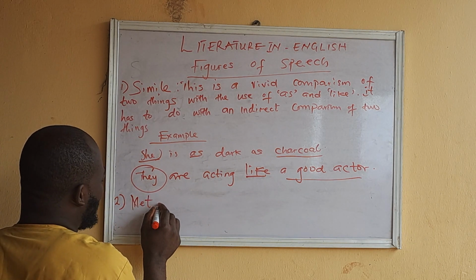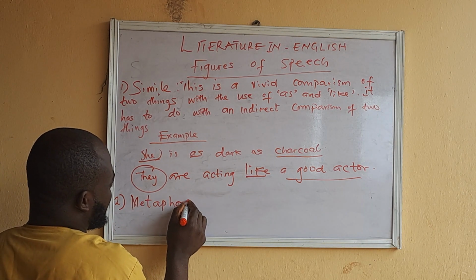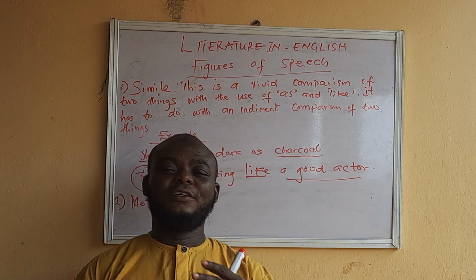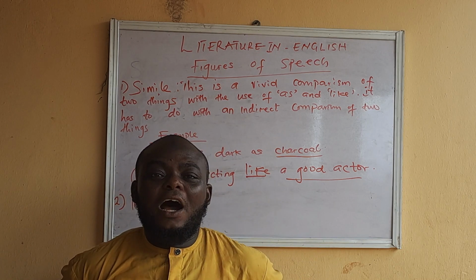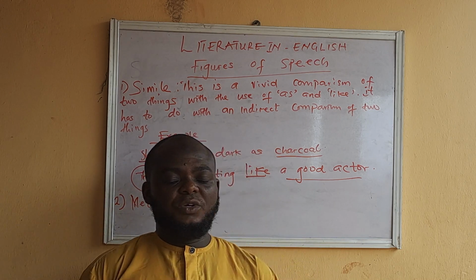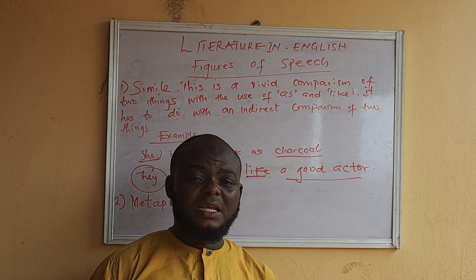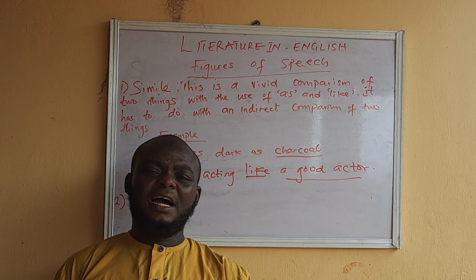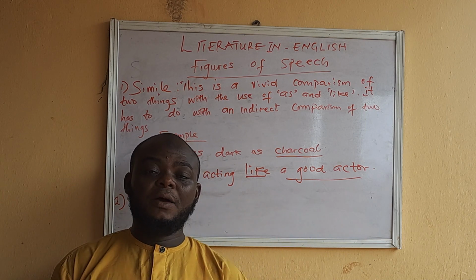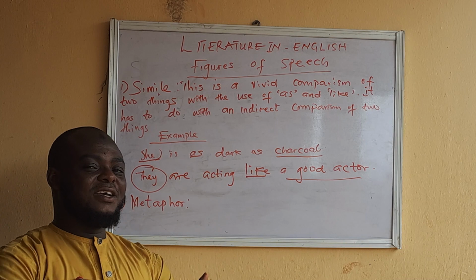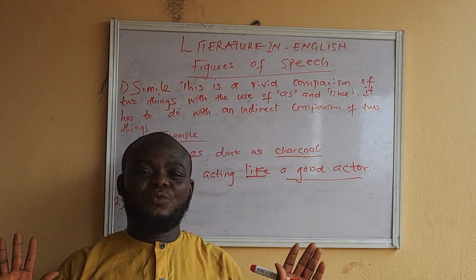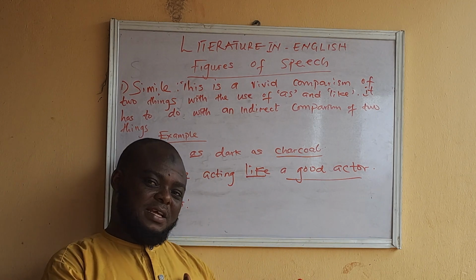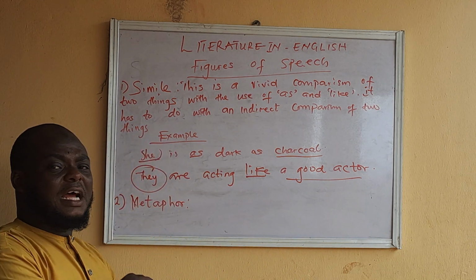We are taking metaphor after simile because they are like opposite words. One, which is simile, is an indirect comparison, when we are trying to compare two objects indirectly, while this is a direct comparison. That is just the difference between the two. One is indirect, the other one is direct. So metaphor is a direct comparison.